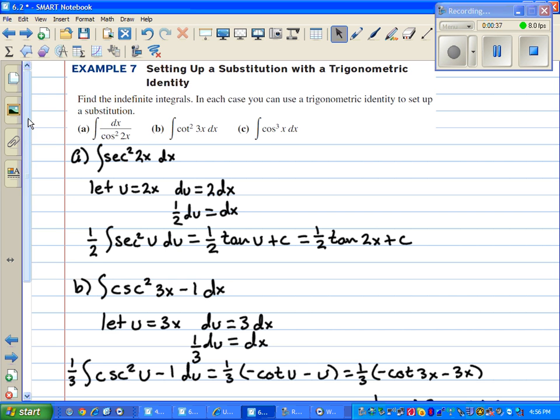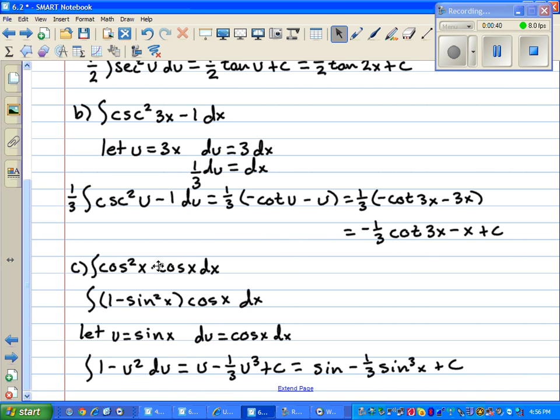So keep in mind, this is cosine to the third. We're going to split that up into cosine squared times cosine, and then now we can manipulate cosine squared, and we can turn from the Pythagorean identity again. We can replace cosine squared with 1 minus sine squared.